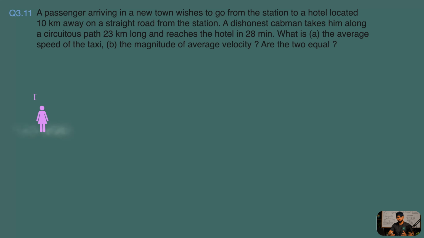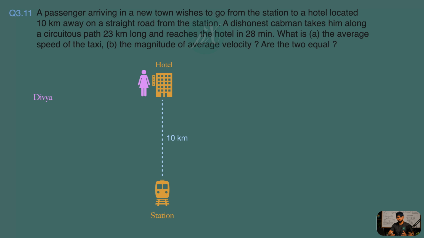Here, we have a passenger, Divya, who has just arrived at a new town. She wants to travel from the station to a hotel, which is 10 kilometers away in a straight line. But then, a dishonest cabman takes her along a circuitous path instead of taking the direct route. And the total distance traveled by the taxi is 23 kilometers. The taxi reaches the hotel in 28 minutes.